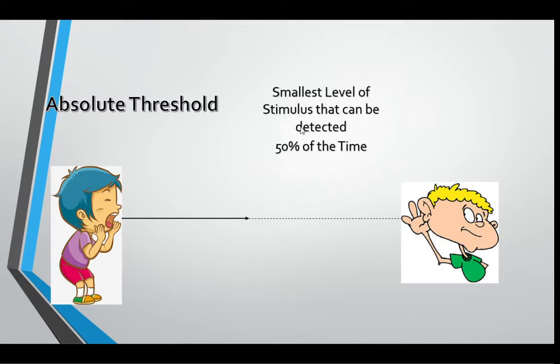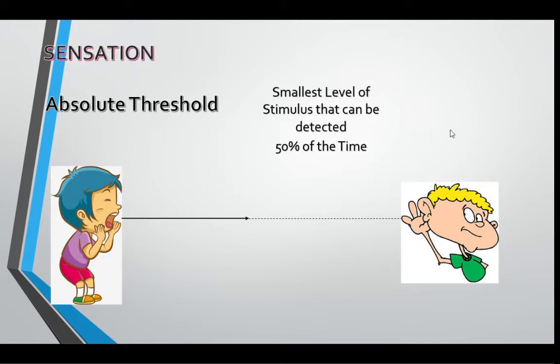Anong ibig sabihin nito? So, smallest level of stimulus, tignan natin itong example. May sumisigaw na bata, tapos mayroong nakikinig na isa. So, the smallest level of stimulus, gaano kahina na boses ang pwedeng ilabas ng bata na to na pwede niyang madinig. That is the absolute threshold. Ano yung pinakamahinang sound? Ano yung pinaka-lightest touch? Ano yung pinaka malayo na pwede mong matanaw? So this is the absolute threshold, the smallest level of stimulus that can be detected 50% of the time.